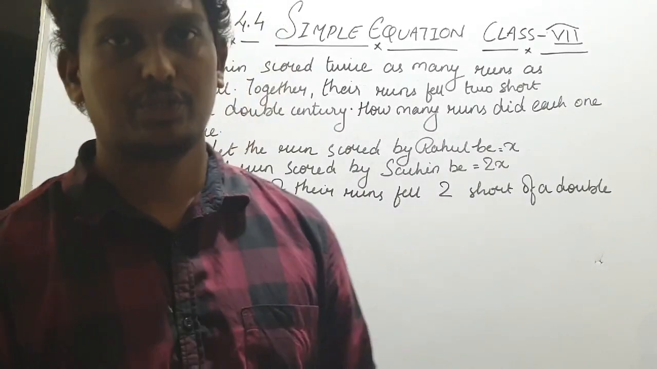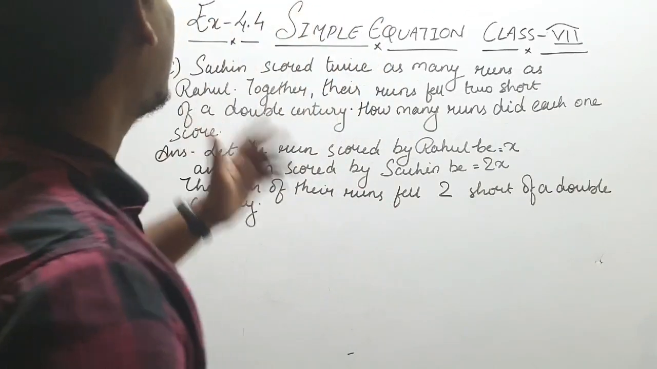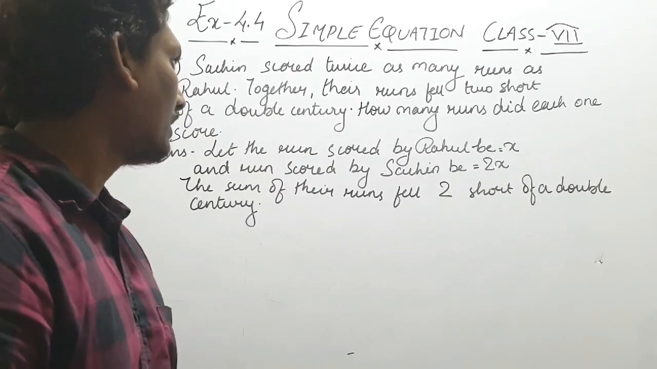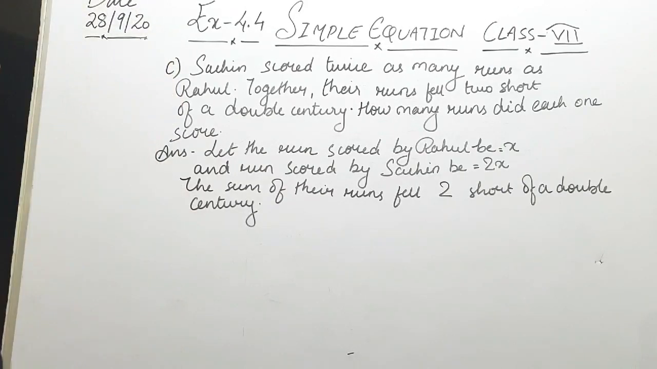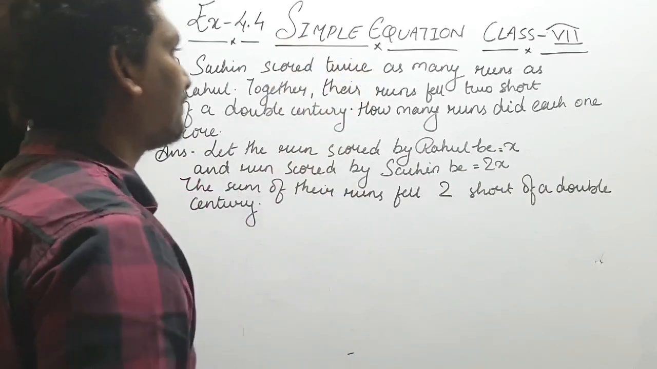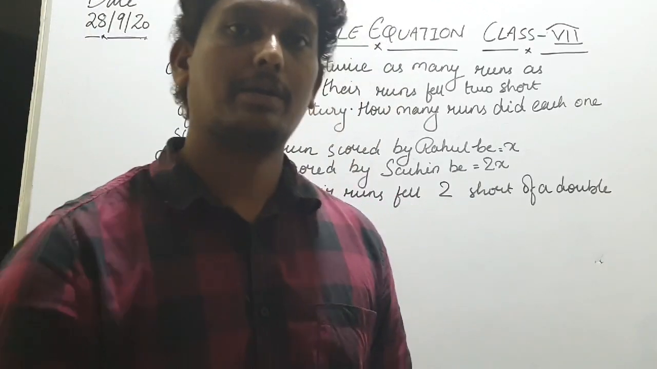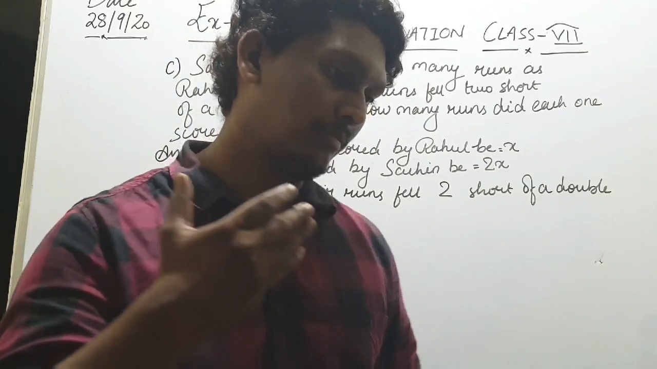Okay, now come to the next question. Sachin scored twice as many runs as Rahul scored, right? So here x stands for what, the runs Rahul made.